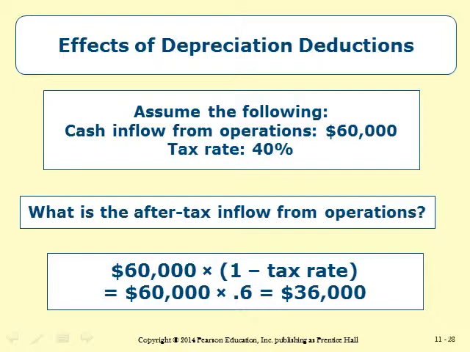Thus, the after-tax effect of the $130,000 minus $70,000, which is a $60,000 net cash inflow from operations, is an after-tax inflow of $130,000 times 0.6 minus $70,000 times 0.6, or $36,000.